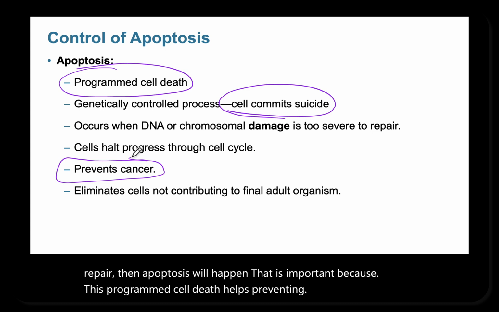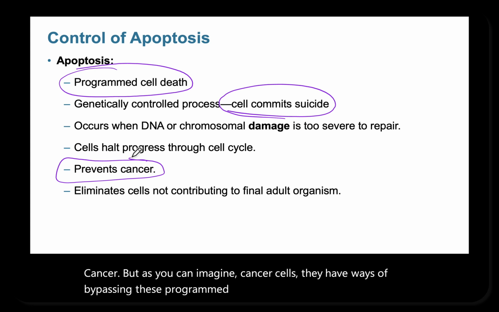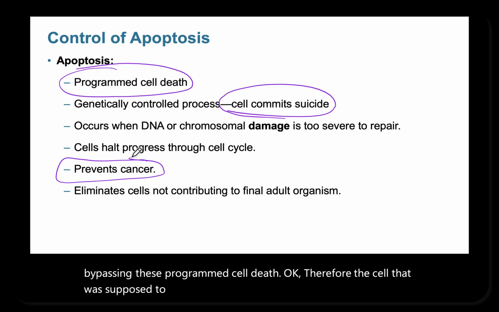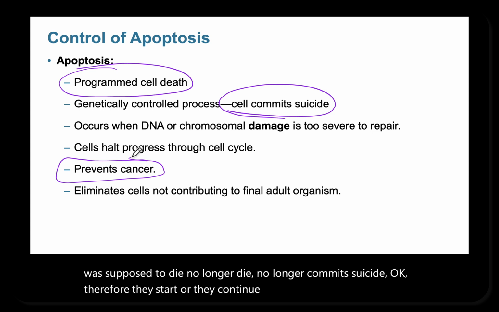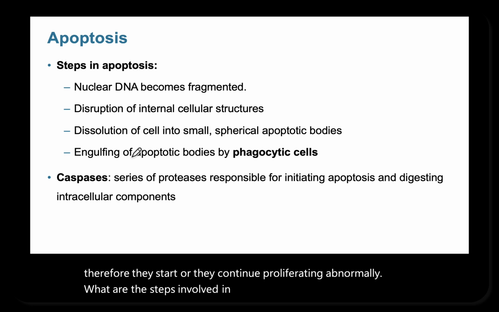But as you can imagine, cancer cells have ways of bypassing this programmed cell death. Okay? Therefore, the cell that was supposed to die no longer commits suicide. Okay? Therefore, they continue proliferating abnormally. What are the steps involved in this apoptosis, in this programmed cell death?